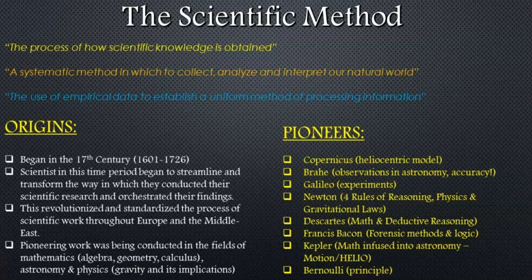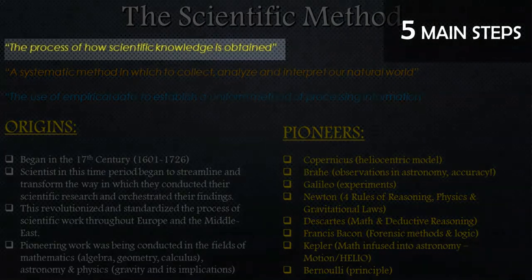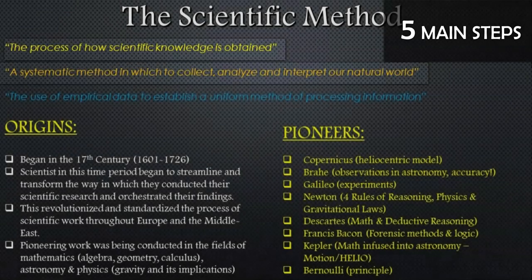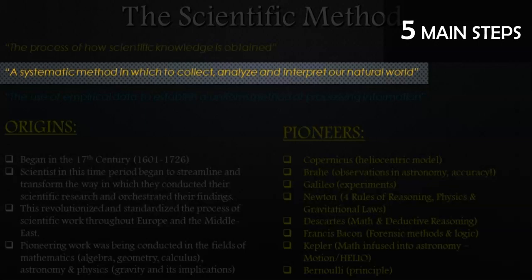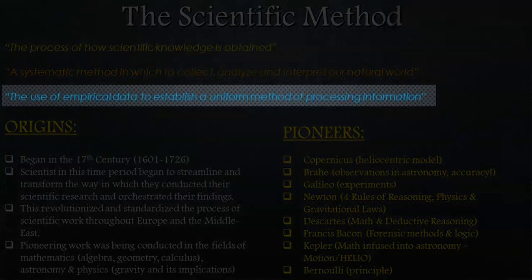The scientific method is 5 main steps, and it's basically the process of how scientific knowledge is obtained. It's a systematic method in which to collect, analyze, and interpret our natural world. And it can also be the use of empirical data, so numbers and observations and factual information, to take as a uniform method of processing information.